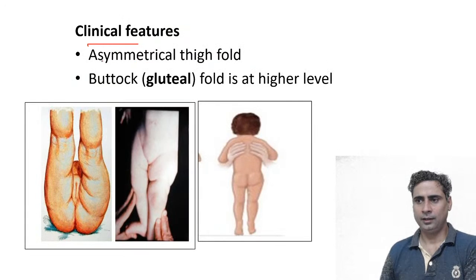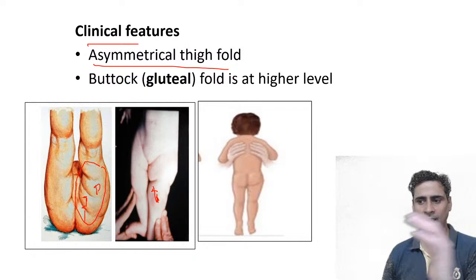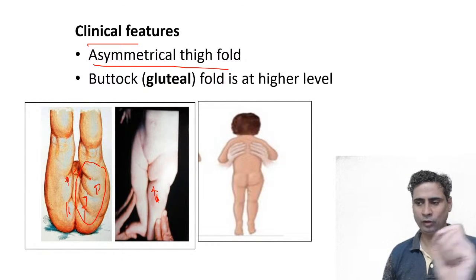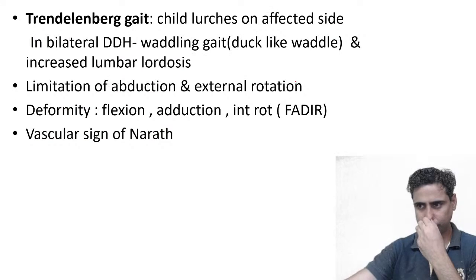Clinically, there will be asymmetrical thigh folds. On the involved side, you will find more thigh folds. Here you can see, this is the affected side. Here only 2, here you can see 1, 2, 3. So asymmetrical thigh folds, and the gluteal fold on the affected side will be higher than the normal side.